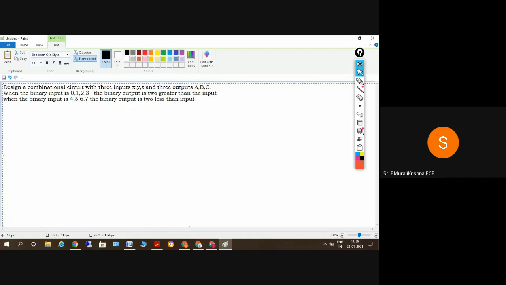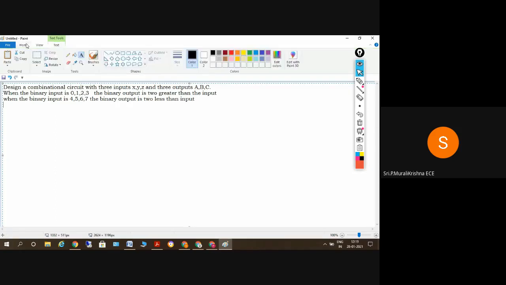So there is a problem given here. x, y, z are the inputs and A, B, C are the outputs. Two cases are given here. When the inputs are 0, 1, 2, 3, the output should be the input plus 2. When the inputs are 4, 5, 6, 7, it is the given input minus 2. A simple problem. So the truth table will be like this.